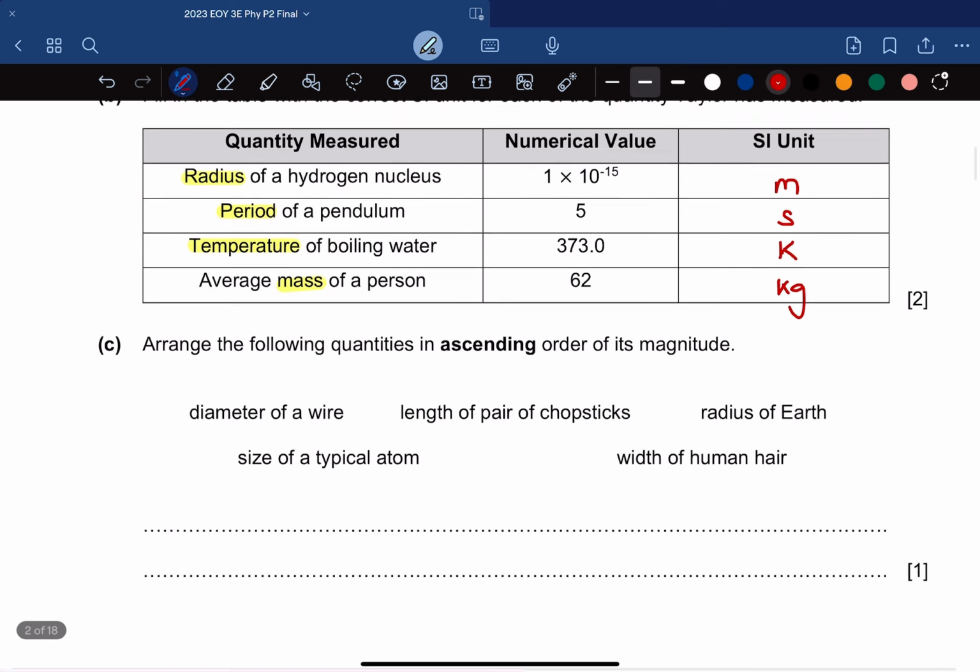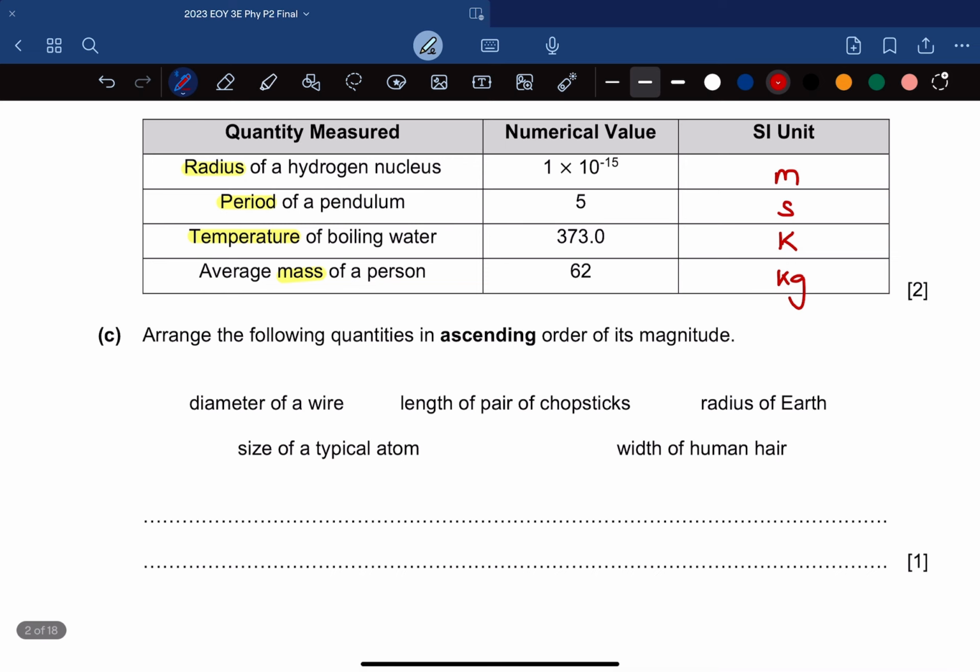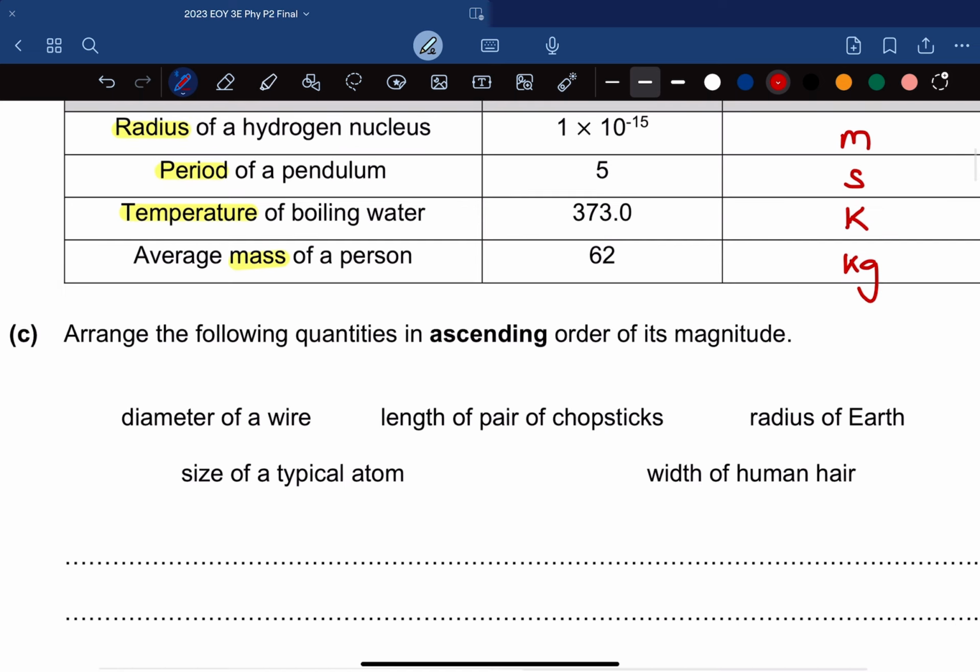1C. Arrange the following quantities in ascending order of its magnitude. So if you recall, look at the word ascending, you should know that ascending would mean from smallest all the way to the biggest. So we have to identify which is the smallest order of magnitude among all these 5 things that are stated. So obviously we can see that the size of the typical atom is the smallest.